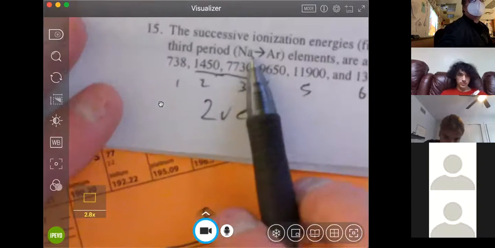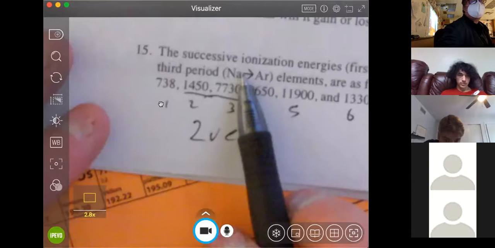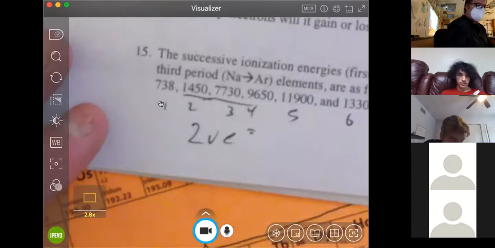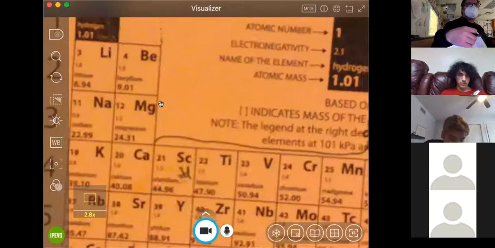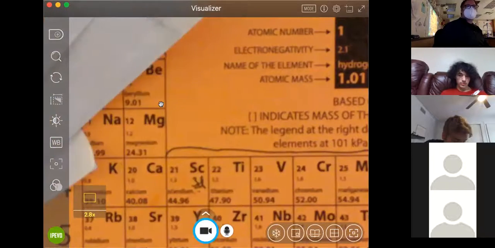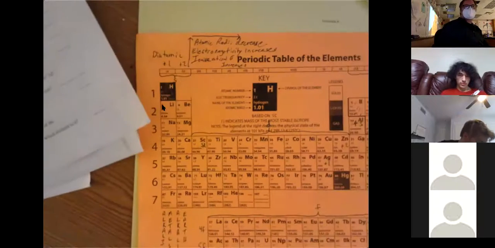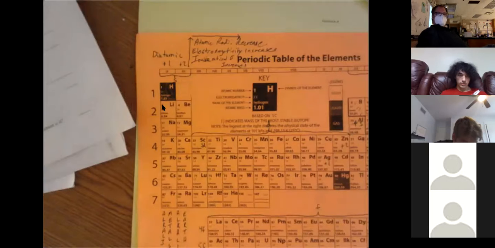Can anybody tell me if this is a period 3 element between sodium and argon? Which element in period 3 has 2 valence electrons? I don't even need to show you more of period 3. Which one is it? Magnesium. You are exactly correct. Very good. It's magnesium.